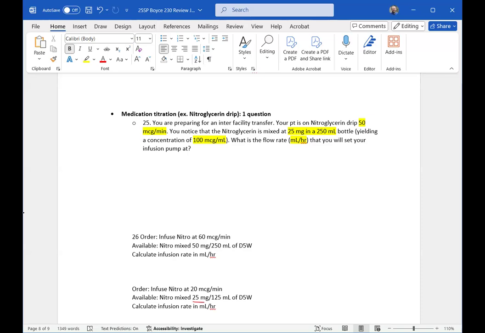So I always like to start with my order. So my order is 50 micrograms per minute. And then what I'm going to do is convert micrograms to milliliters, and I'm going to do so by using what we have available. So I'm getting rid of micrograms and converting it to milliliters. That's 1 over 100. And so what I'm going to get is 0.5 ml per minute.